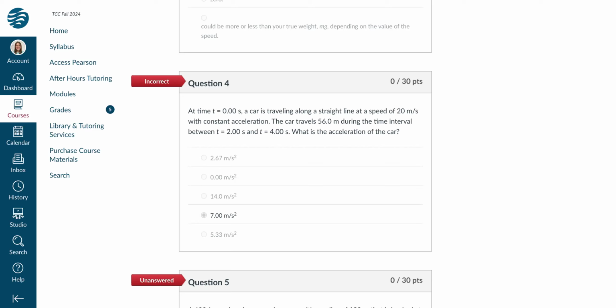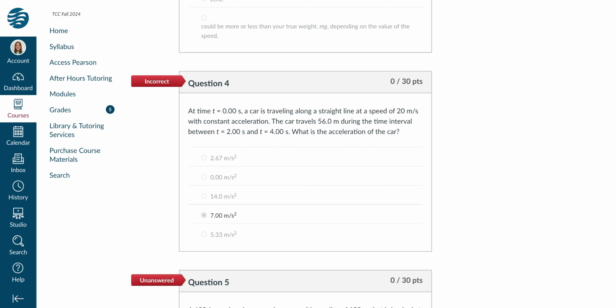Gotcha. It says at time t equals 0 seconds, a car is traveling along a straight line at a speed of 20 meters per second with constant acceleration. The car travels 56.0 meters during the time interval between 2 seconds and 4 seconds. What is the acceleration of the car?